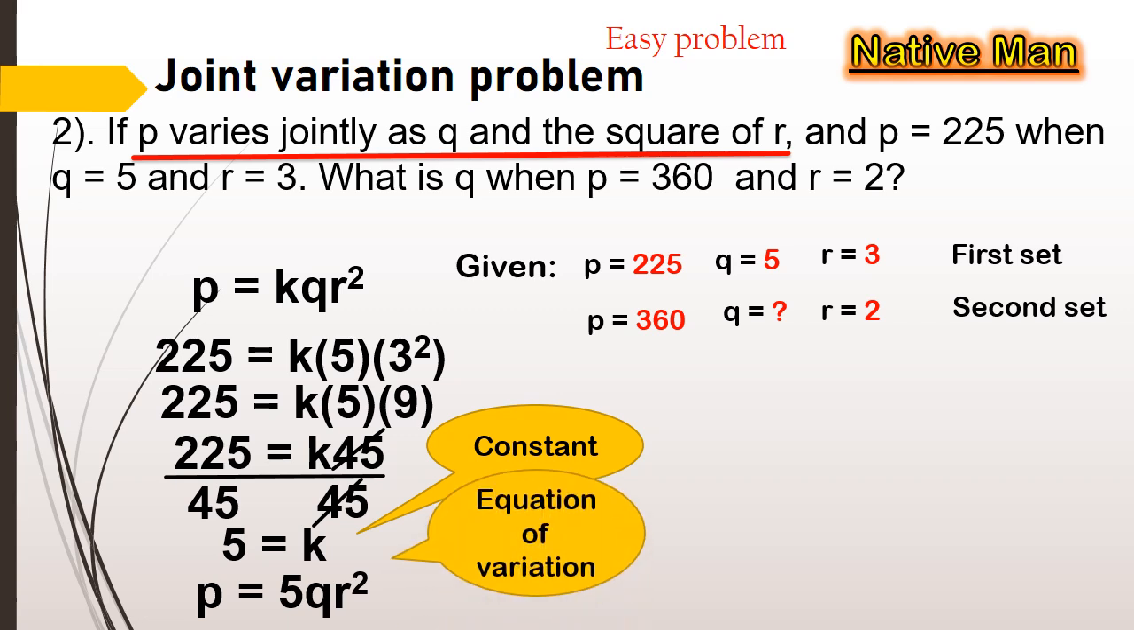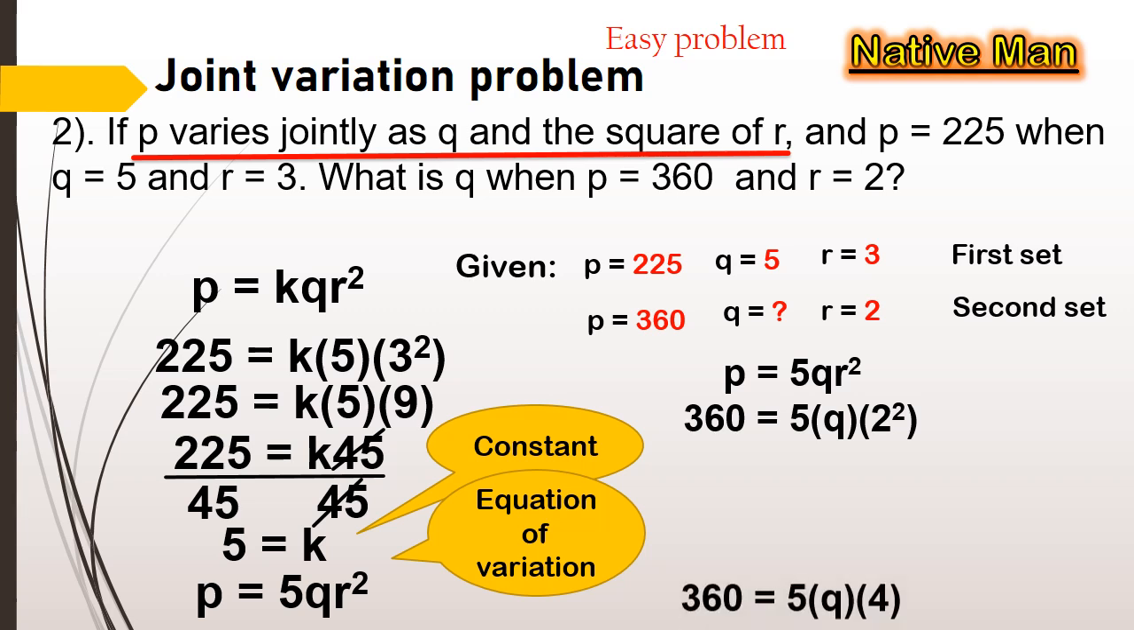Okay, solve na natin yung Q sa second set na tinatanong ng problem by using the equation of variation. P is equal to 5QR squared. Okay, substitute natin. What is P? 360 is equal to 5 times Q. Q is unknown, so lagay natin Q, times R is 2. And then squared. So, 2 is squared. So, simplify natin. What is 2 squared? Is equal to 4.